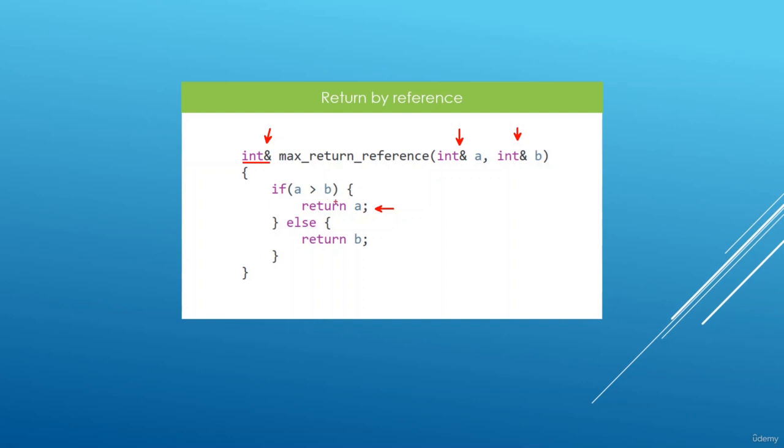If A is not greater than B, then B must be the maximum. We're going to return that again as a reference. And when we do that, we will be able to use the returned reference to manipulate whatever data is referenced. And this is pretty powerful, but it can really trip you up if you are not careful. Okay, this is the definition of our max return reference function. Let's see how we can call it and some of the crazy things we can really do.